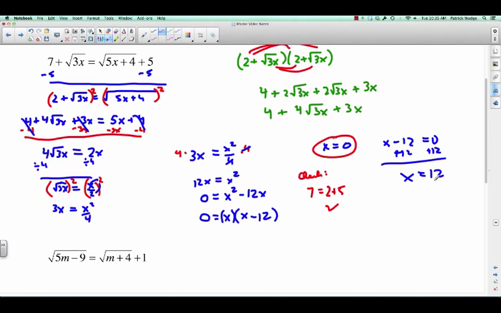If I try 12, I put 12 in here. 3 times 12 is 36, and the square root of 36 is 6. So I get 7 plus 6 on the left-hand side. On the right-hand side, I get 5 times 12, which is 60, plus 4 is 64, and the square root of 64 is 8, plus 5. That's true. 7 plus 6 is 13, 8 plus 5 is 13. Both of these answers work. There's two answers that work here. You could either put 0 into both of these spots and the equation works, or you could put 12 into both those spots and the equation works.